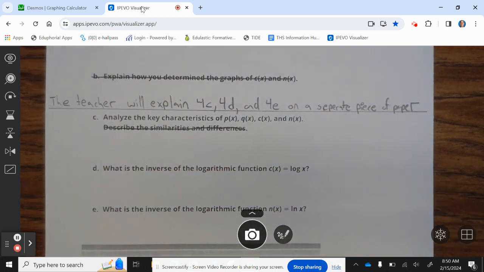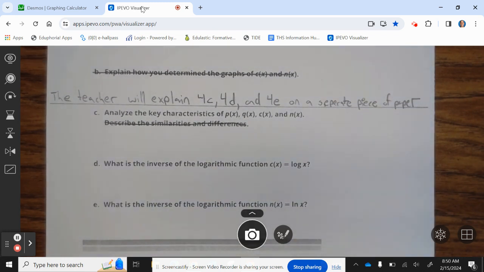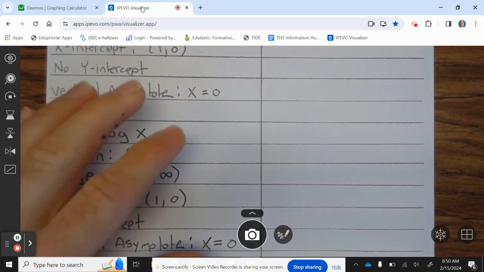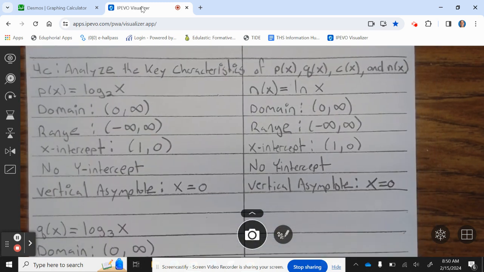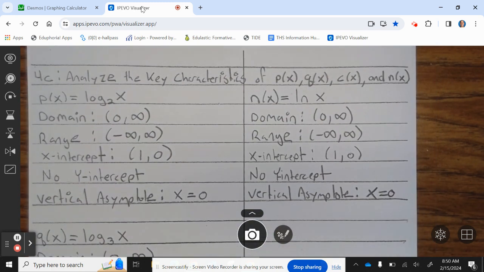All right, mark out B. The teacher explained 4C, 4D, and 4E on a separate piece of paper. All right, let's take a look. For C, analyze the characteristics of p of x, q of x, c of x, and n of x. p of x equals log base 2 of x. The domain is 0 to infinity, not including 0. The range is negative infinity to positive infinity. The x-intercept is 1, 0. There is no y-intercept, and the vertical asymptote is x equals 0.